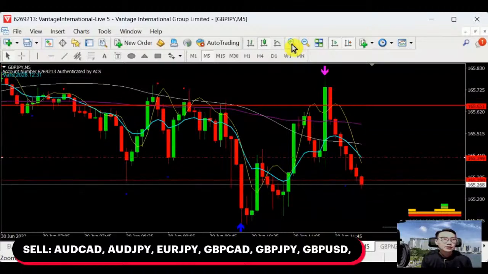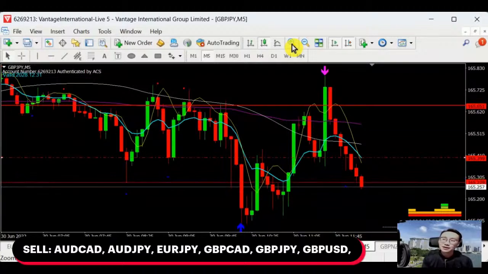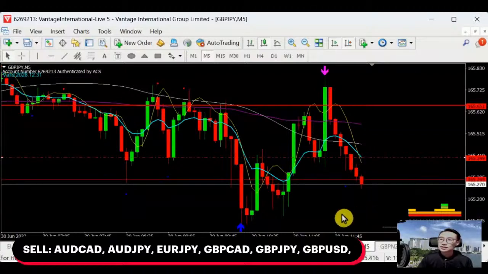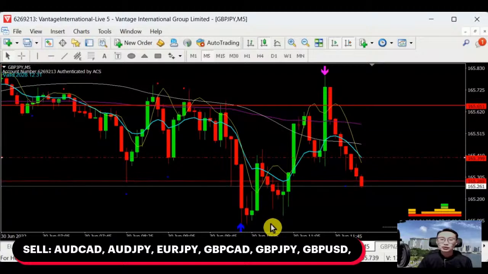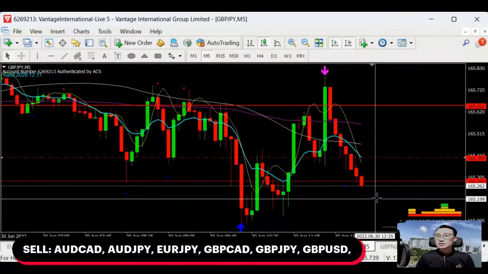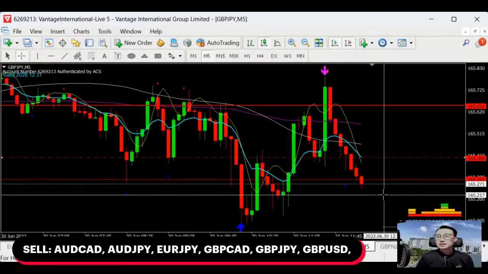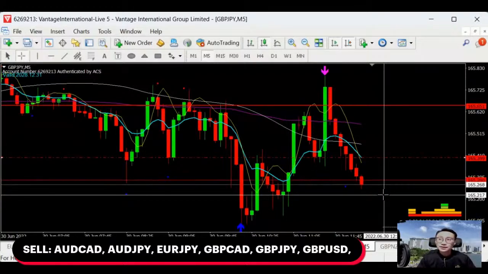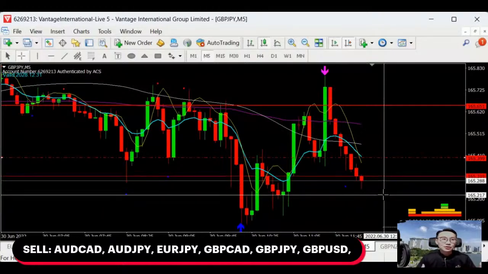So I guess it is still looking good. Candle after candle is still going. As we can see, candle after candle, we still have a selling signal. Now, as you can see, it is approaching the support, and as it approaches the support, the price is getting slower and slower.